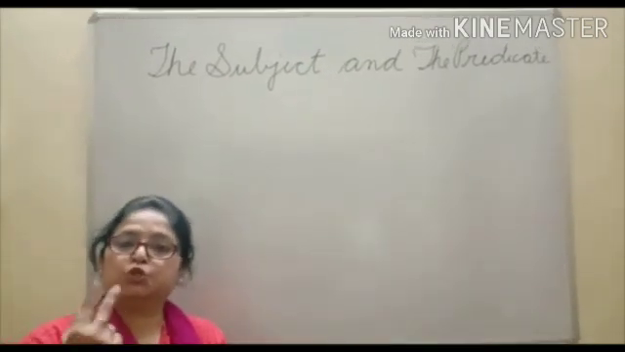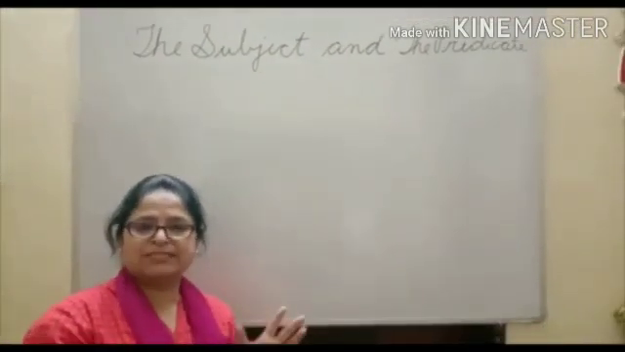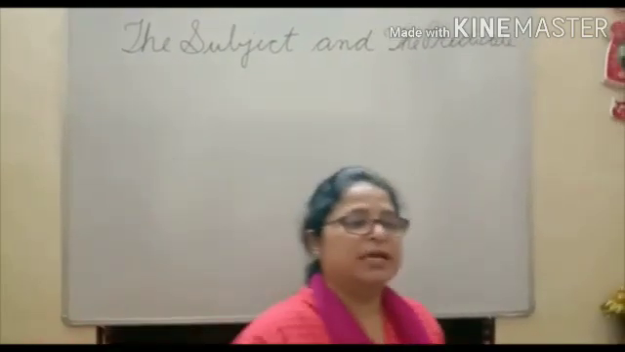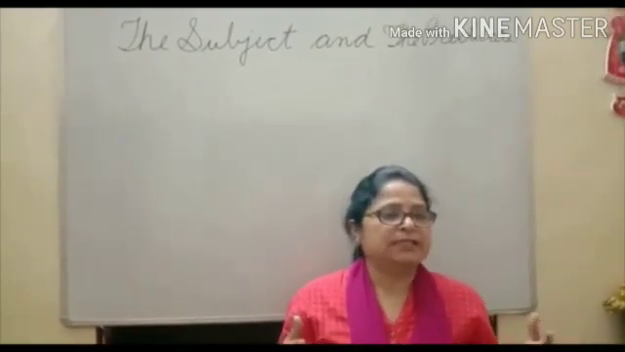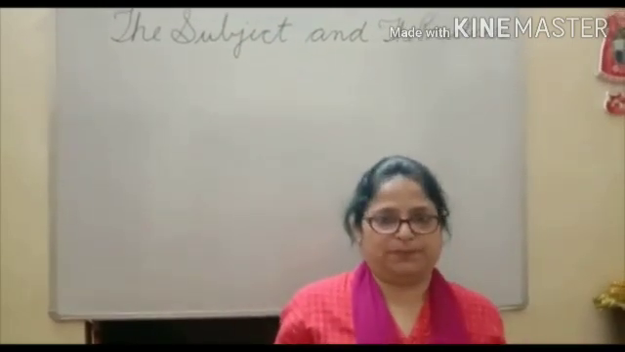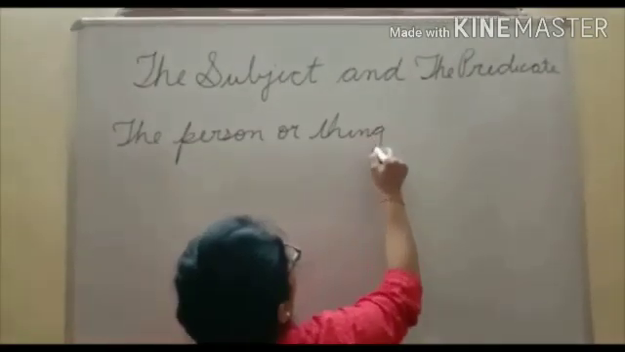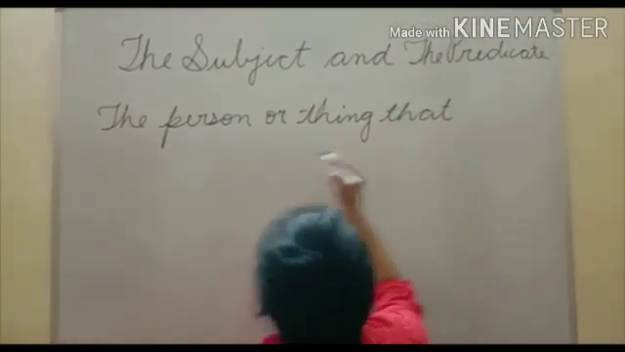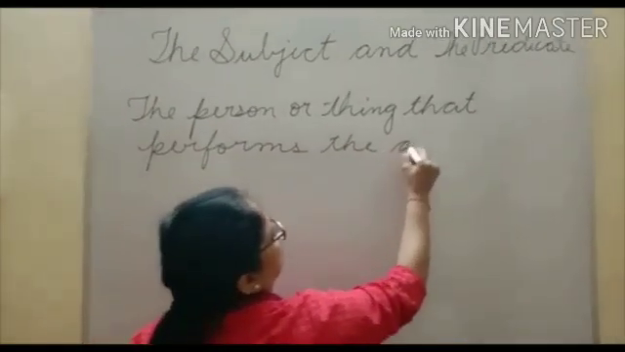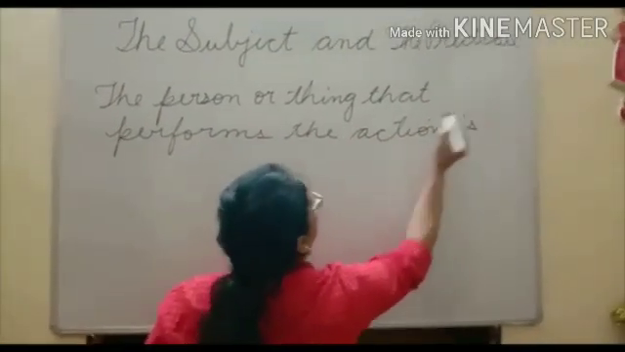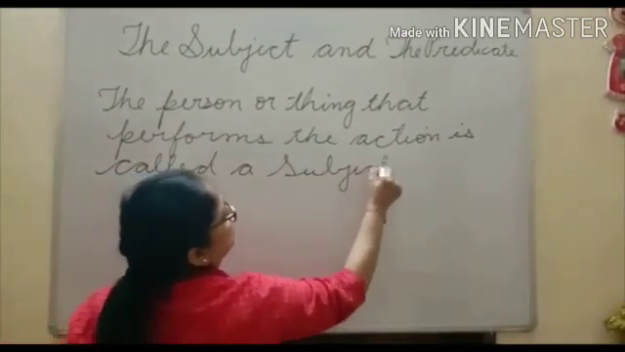Now we come to the two parts of a sentence. That is called the subject and the predicate. A sentence has two parts, the subject and the predicate. The subject is the person or thing that performs the action, and the predicate is the action that the subject performs. Is it clear? Person or thing that performs the action is called a subject. So is it clear?